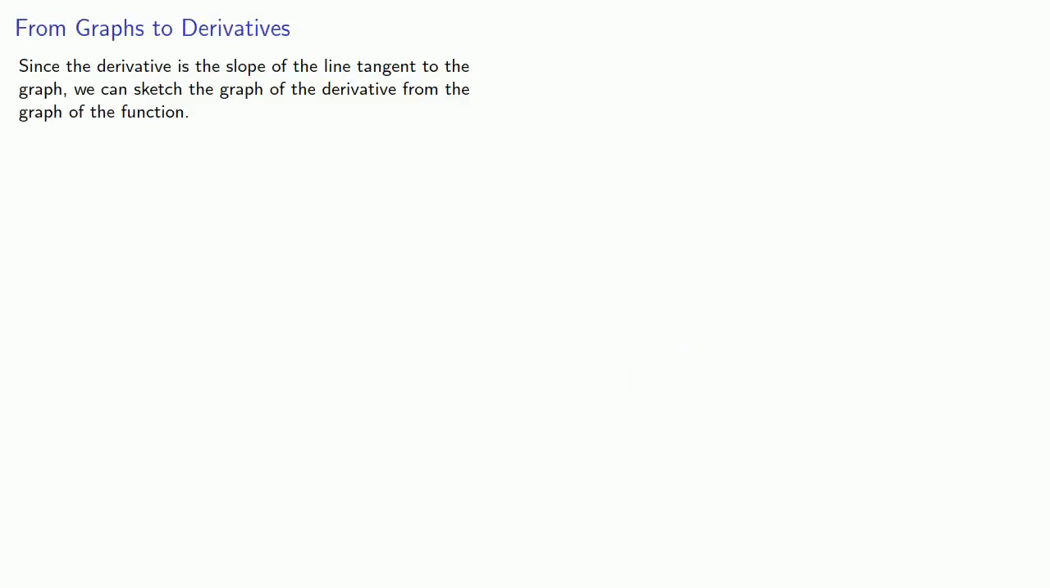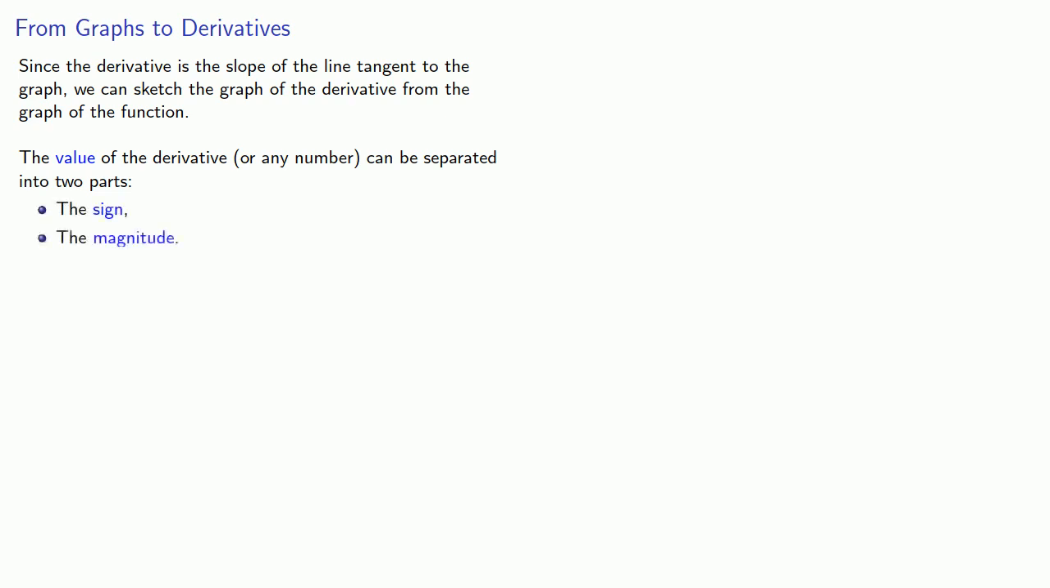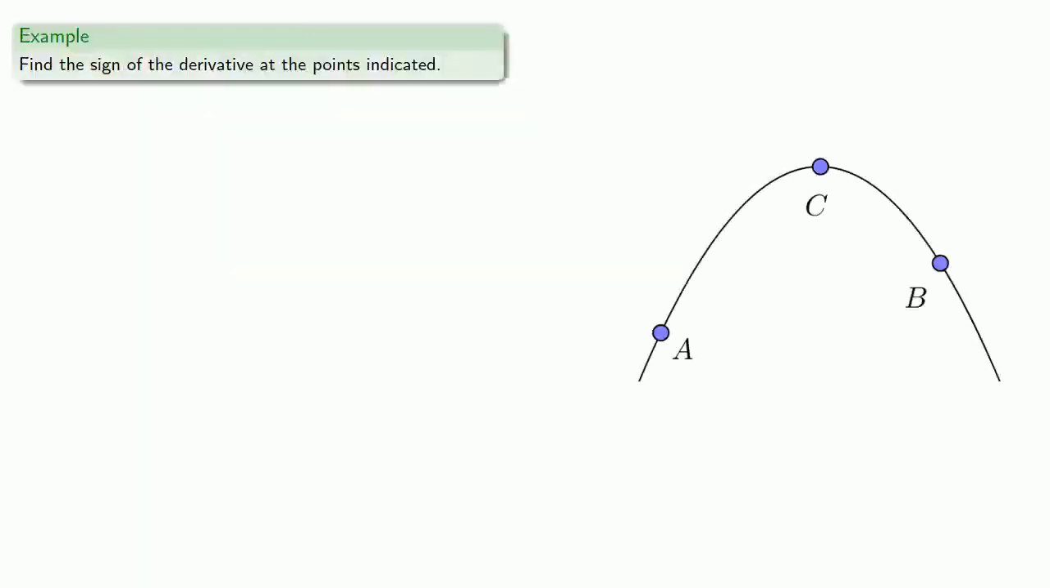Since the derivative is the slope of the line tangent to the graph, we can sketch the graph of the derivative from the graph of the function. It helps if we consider the following. The value of the derivative, or any number, can be separated into two parts: the sign, positive or negative, and the magnitude. To avoid getting lost in the details, we'll focus on the sign first. So we might try to find the sign of the derivative at the points indicated.